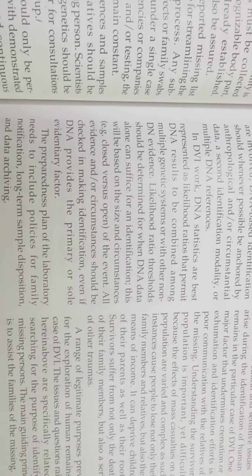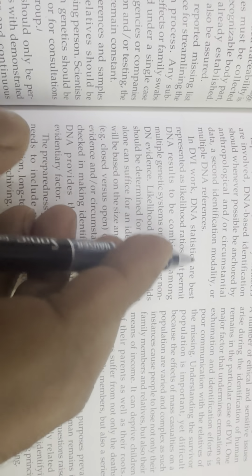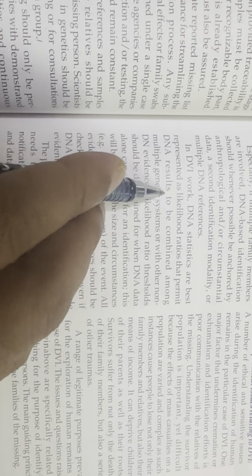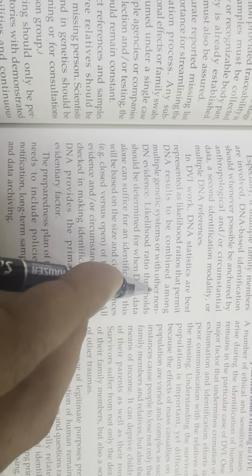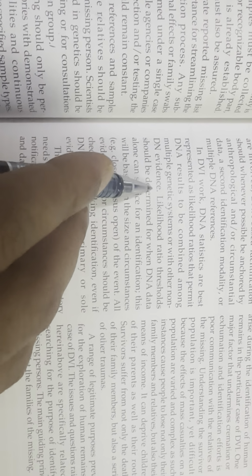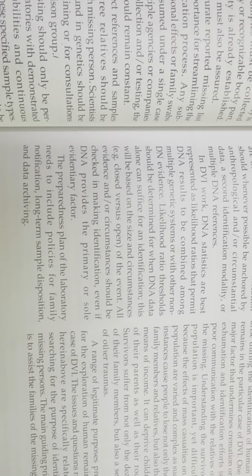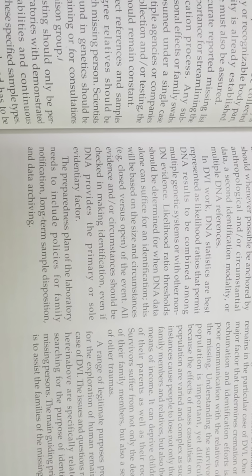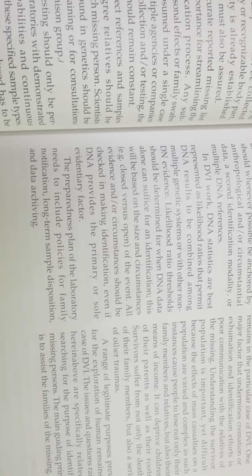In disaster victim identification work, DNA statistics are best represented as a likelihood ratio that permits DNA results to be combined among multiple genetic systems or with other DNA evidence. A likelihood ratio threshold should be determined for when DNA data alone can suffice for an identification. This will be based on the size and circumstances, closed versus open, of the event.